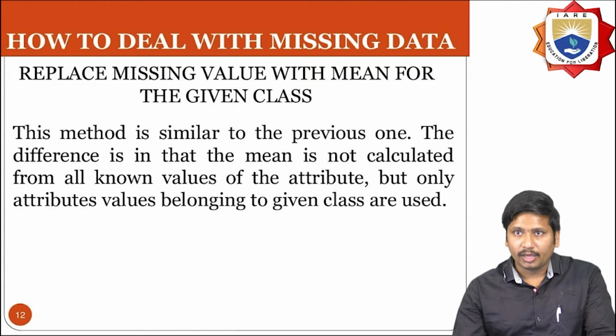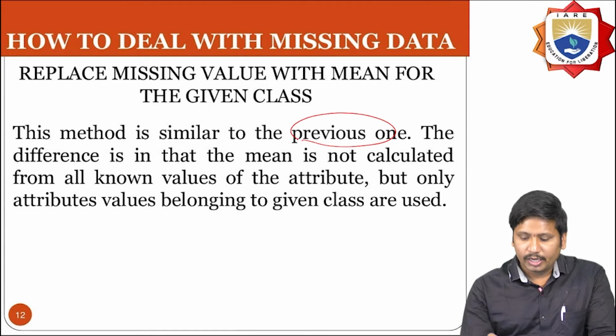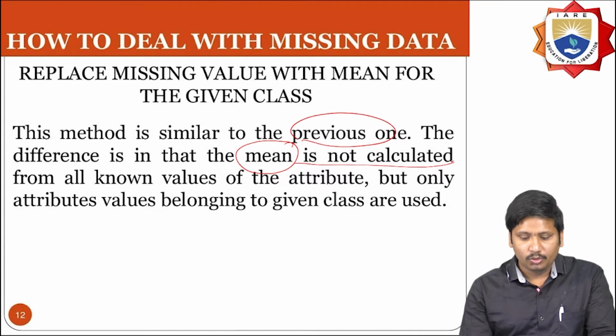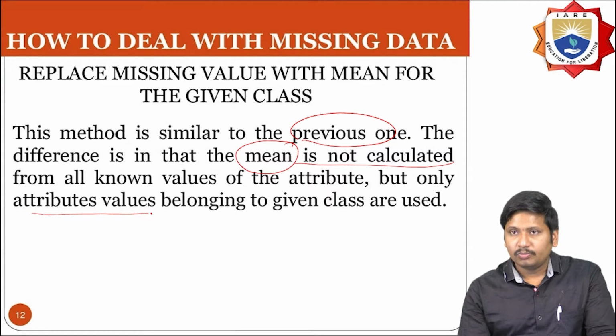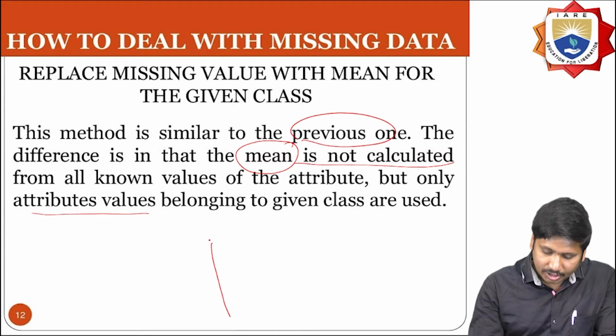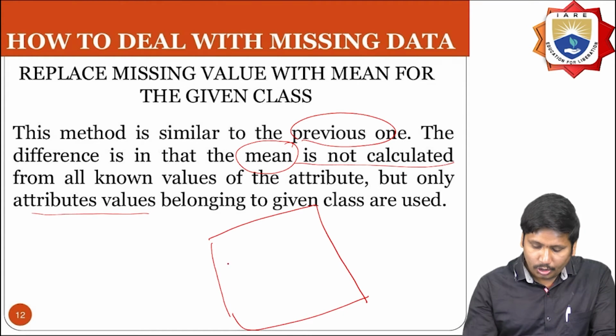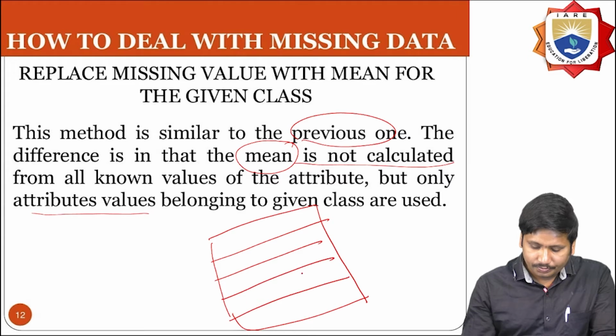So this is the other way. This method is almost similar to the previous method I explained, right? But the only difference here is that we are not going to calculate the mean value from all the known values of the attribute. Here the attribute values belonging to the same class are going to be used. So let me explain this. I'm going to maintain a table here.